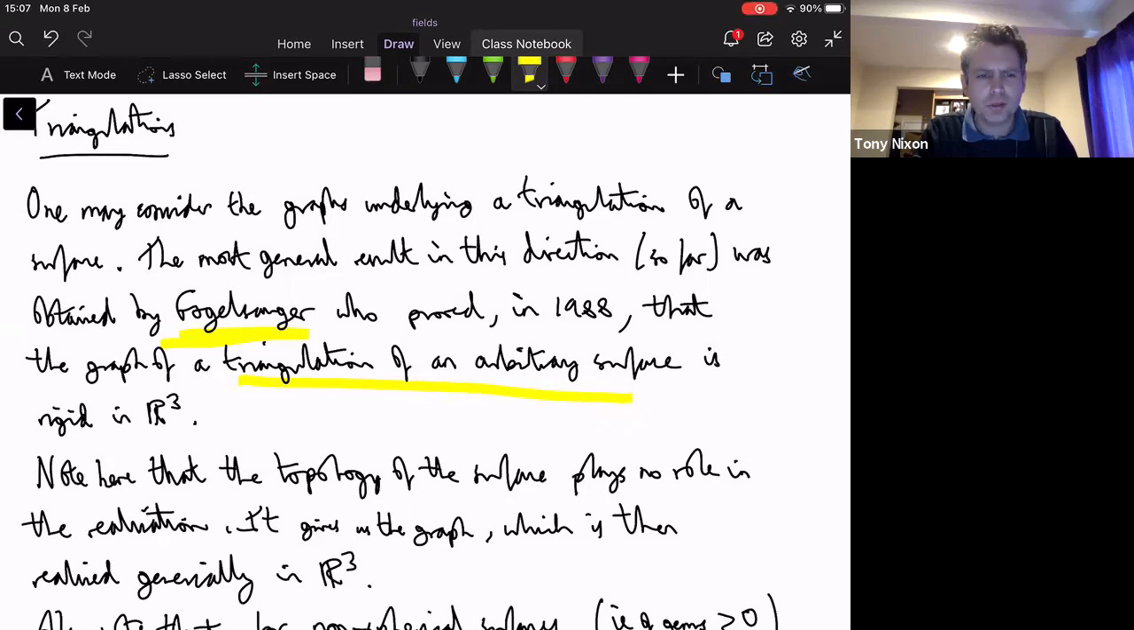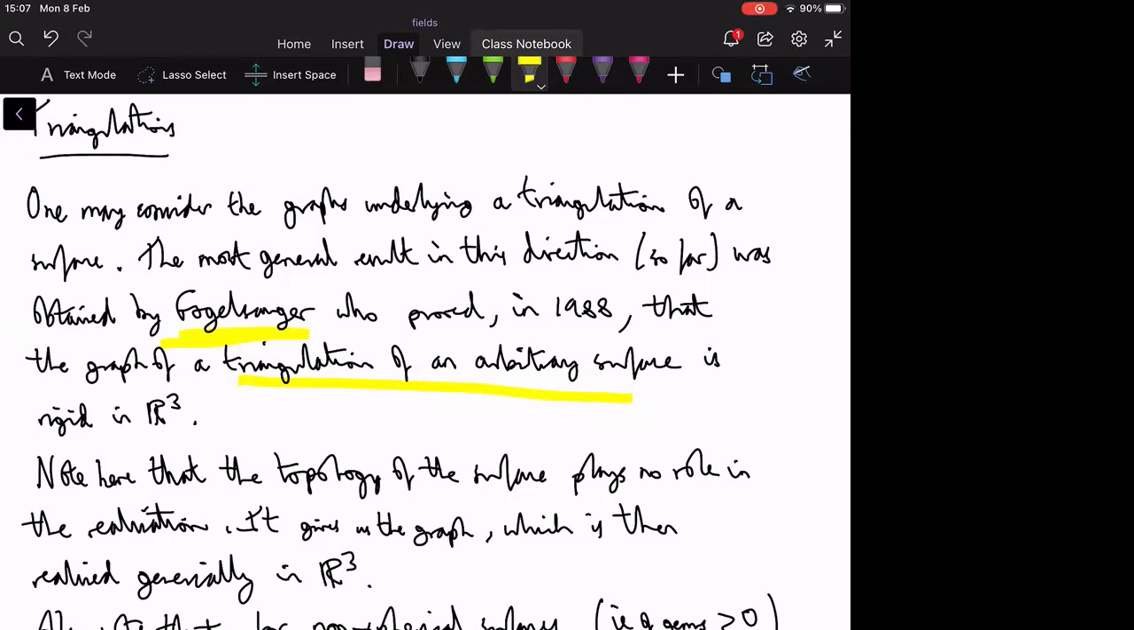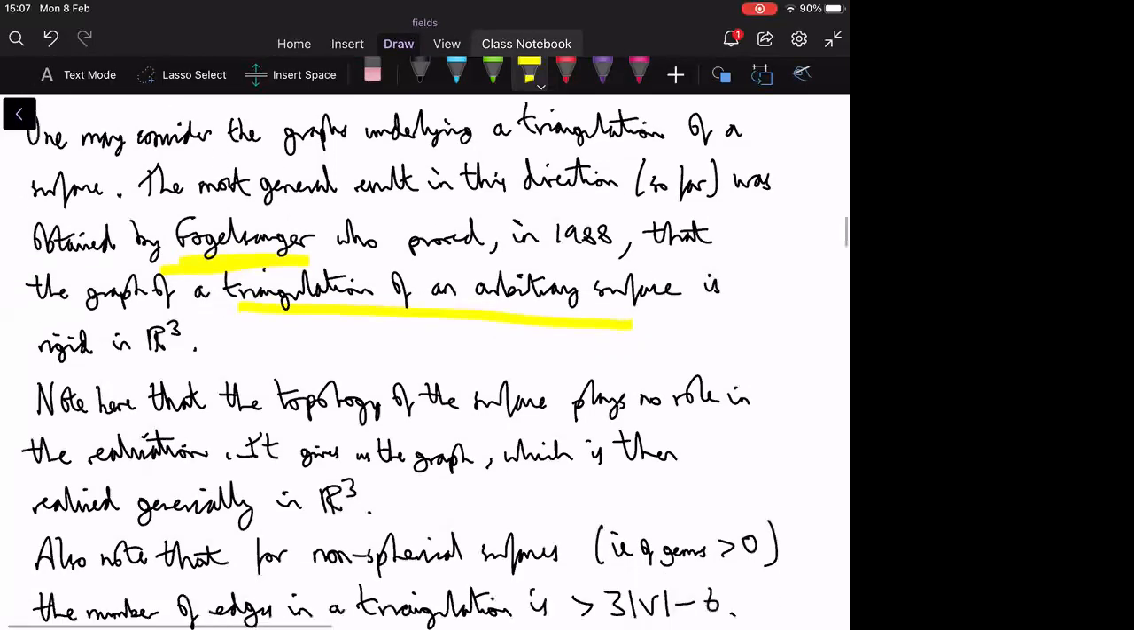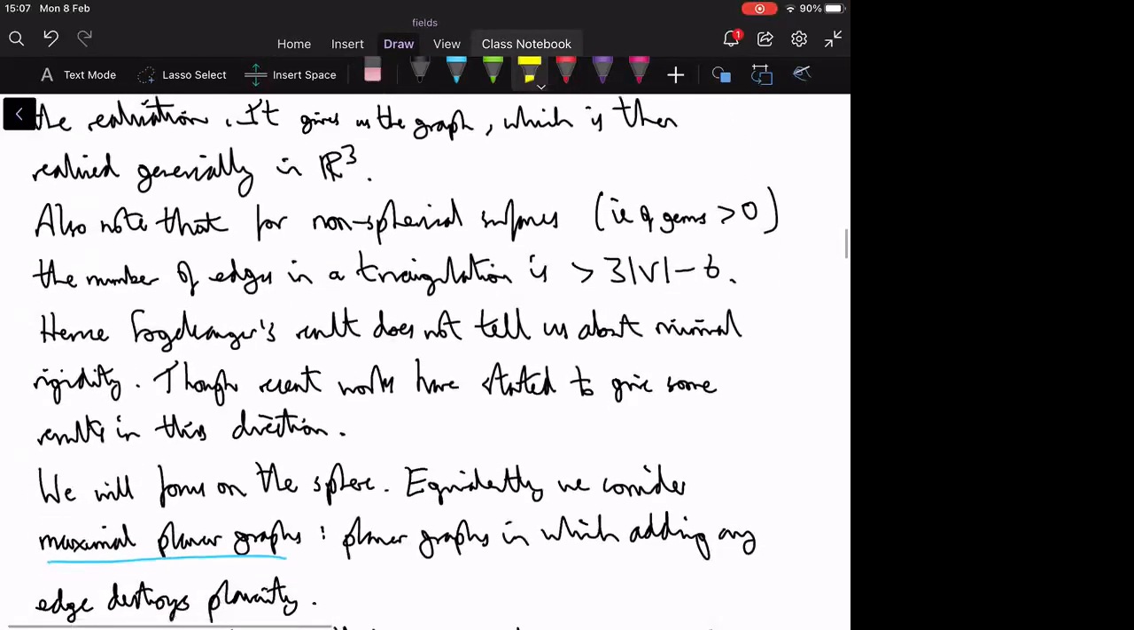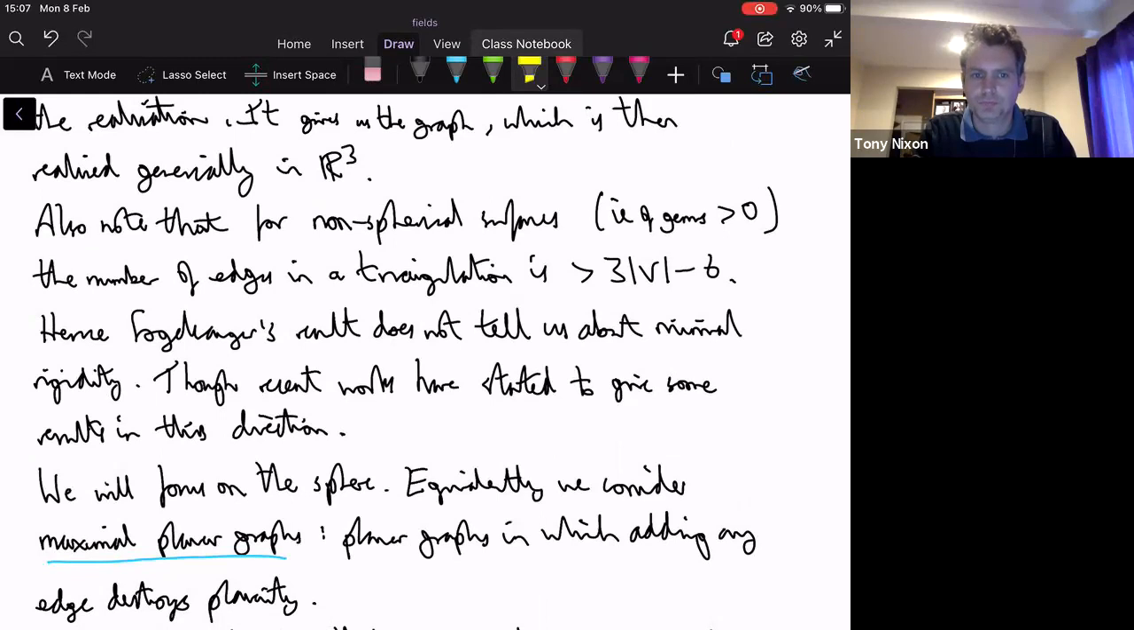I'd have to check Vogelsanger's proof, but I think that's the context he was working in, yes. Okay, cool. I'm not 100% sure on that, though. So you could take the Klein bottle immersed in R3, triangulate it, and see if it's rigid? Yeah. Okay, but that's not covered by this.